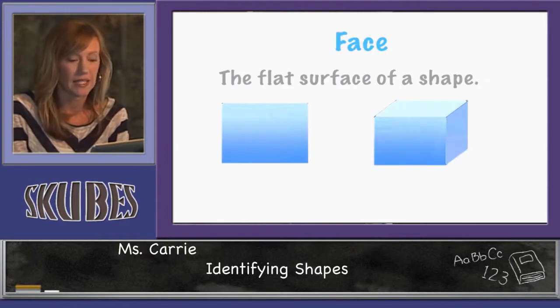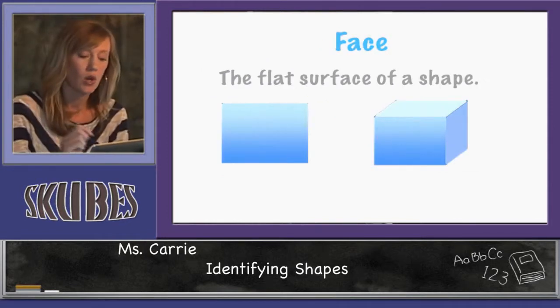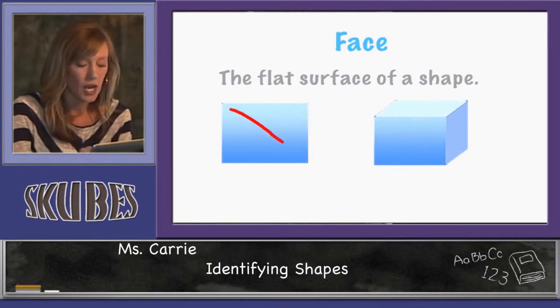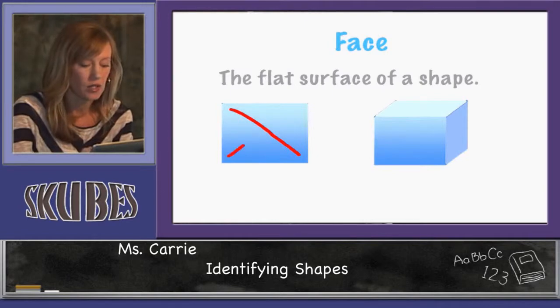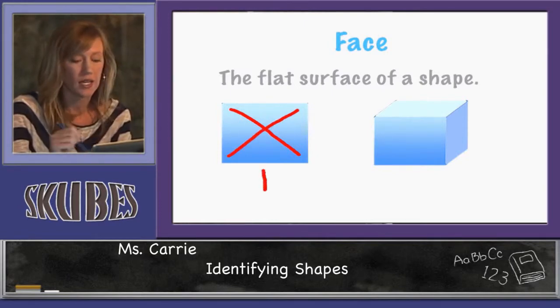Now let's talk about faces. The flat surface of a shape is its face. When we look at this square, I'm going to put a big giant X over the flat surface. It just has one. It has one face.